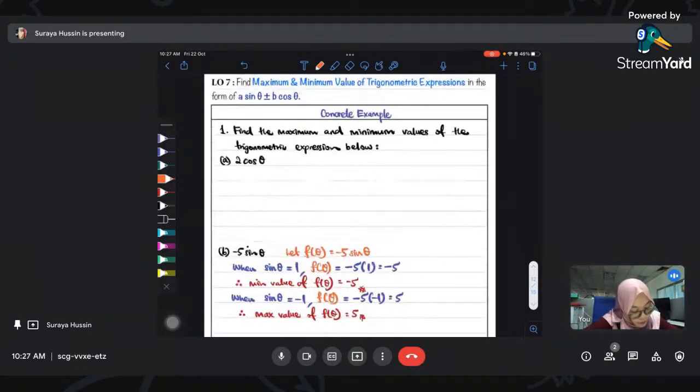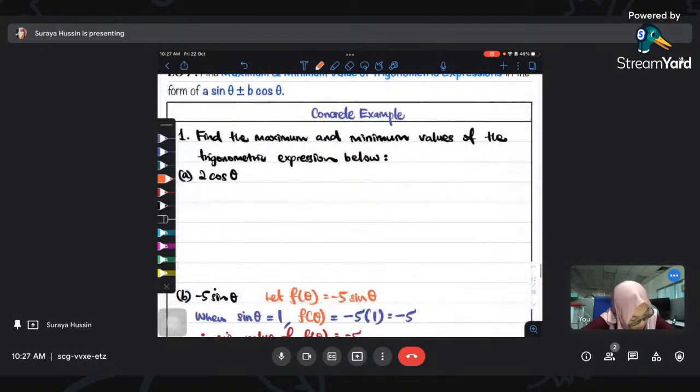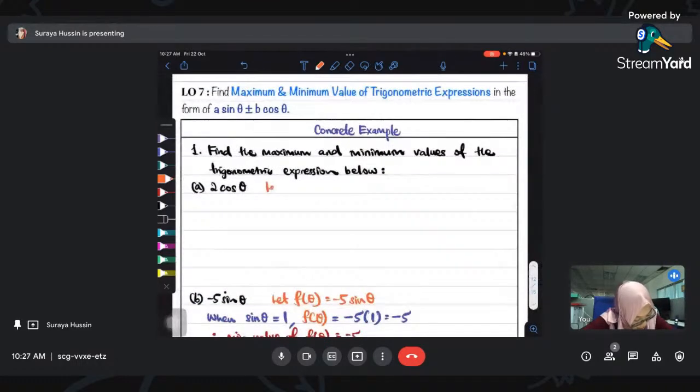So the last LO, find the maximum and minimum value of trigonometric expression below. Okay, so now what we have to do is let f theta. Saya pakai f theta sebab dia theta. Kalau dia x, kalau dia cos x, pakailah fx. Okay, kita letkan dia. F theta is equals to 2 cos theta. Okay, and then yang pertama, step 1.